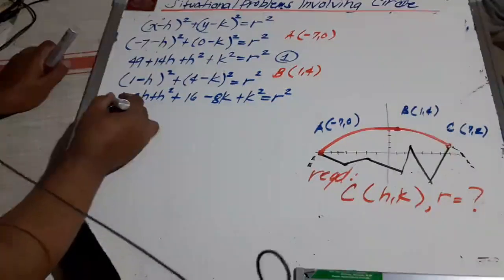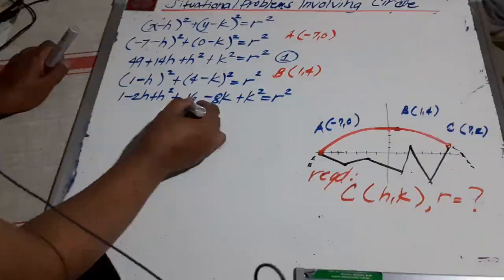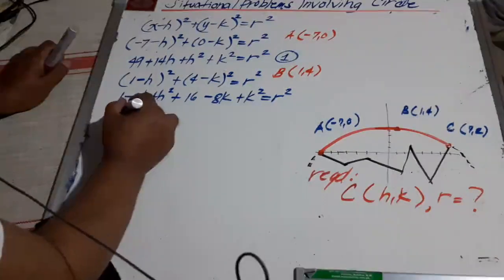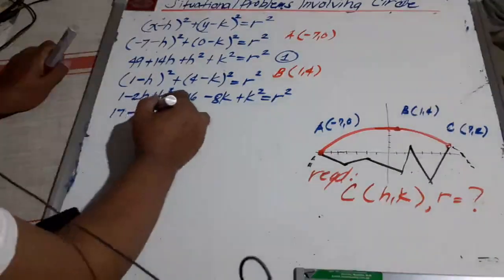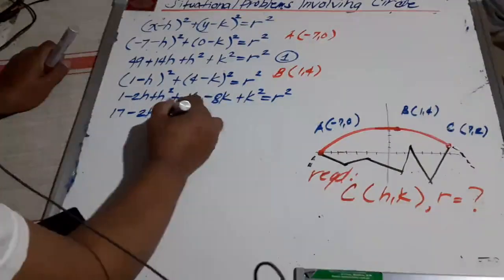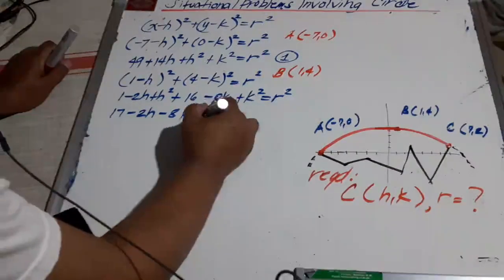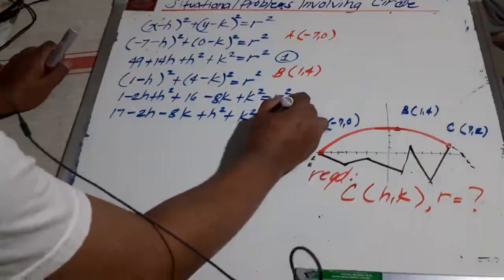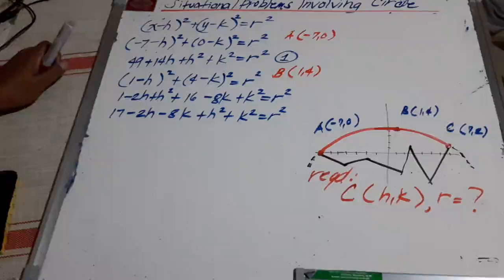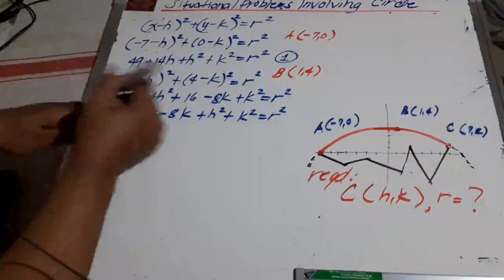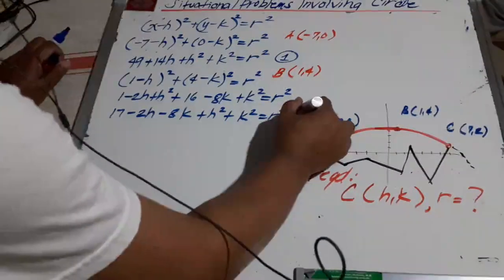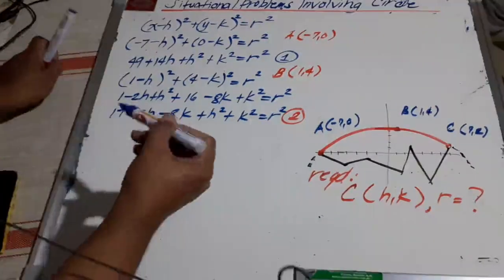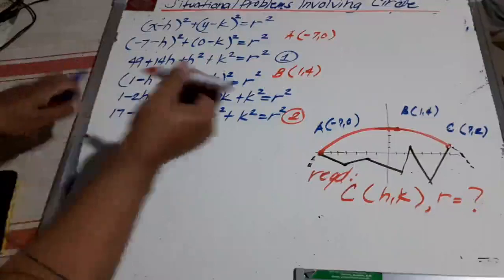Pwede natin pagsamahin yung 1 and 16. That will be 17. 17 minus 2h minus 8k plus h squared plus k squared equals r squared. Okay, check natin. This is our equation 2. Next is point C.